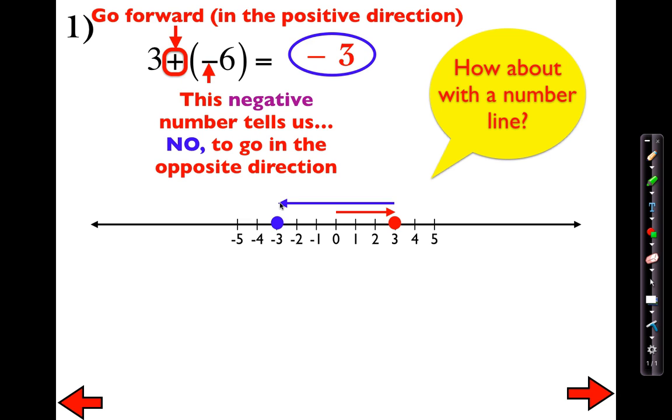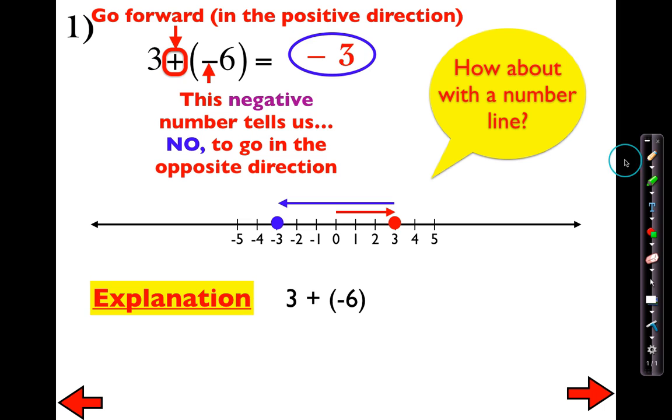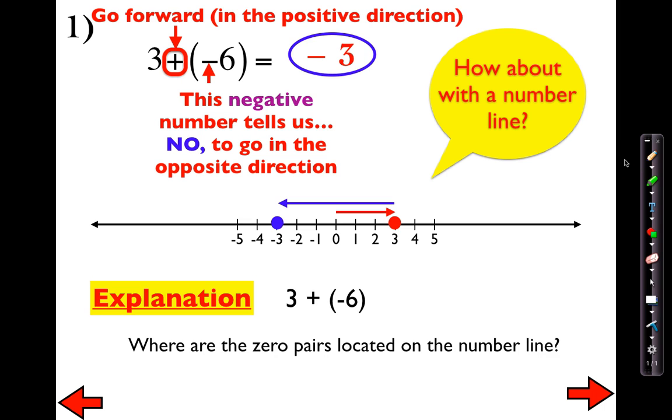Guess what? That was our answer from the previous model. It's still the same answer now. So what you're going to find is no matter what method you use, you should still end up with the same answer. Now explain. Where are the 0 pairs located on a number line?